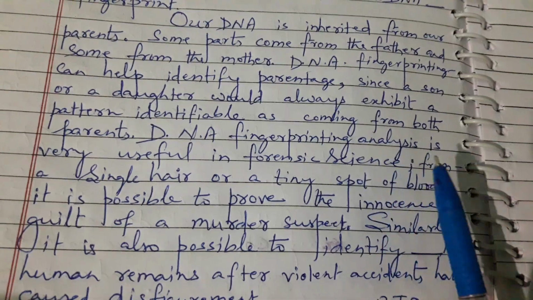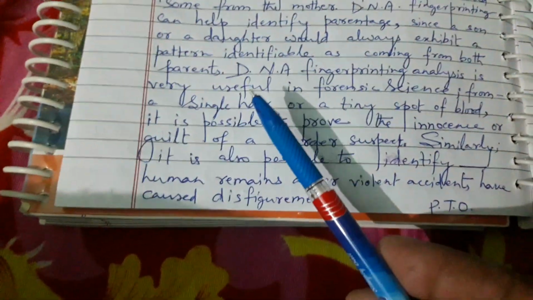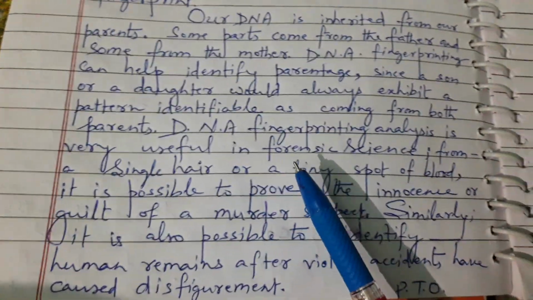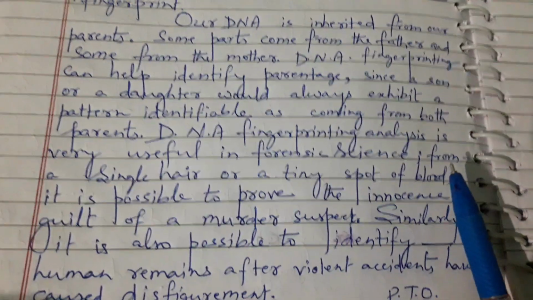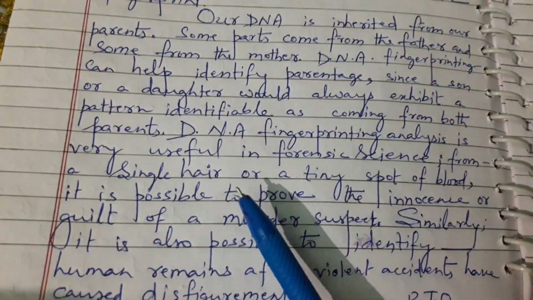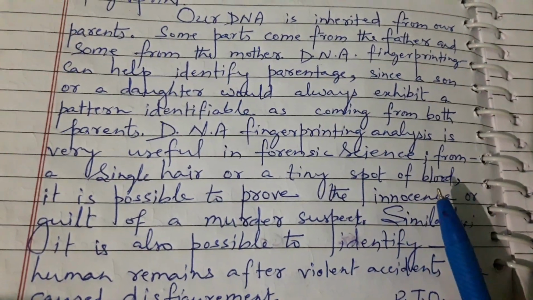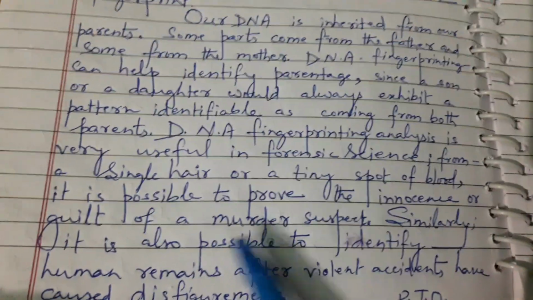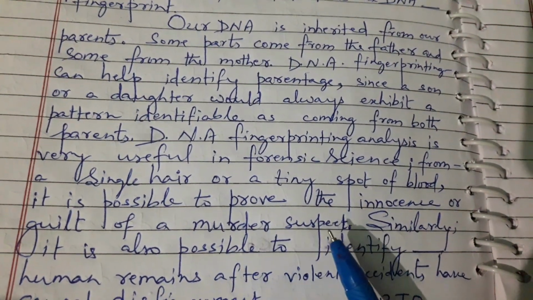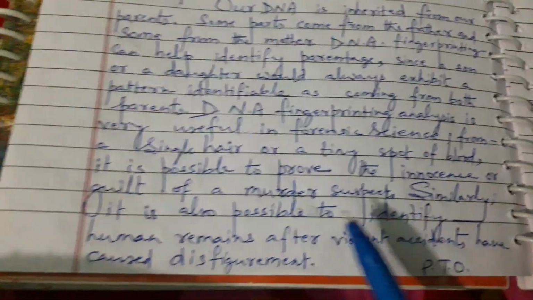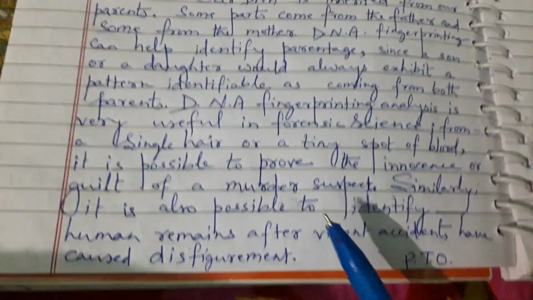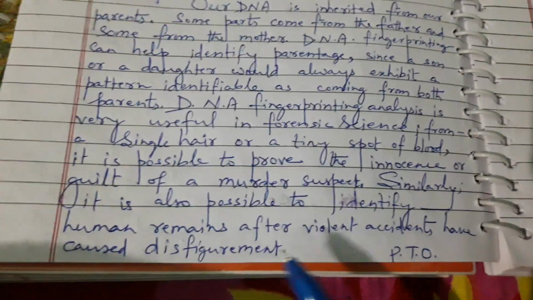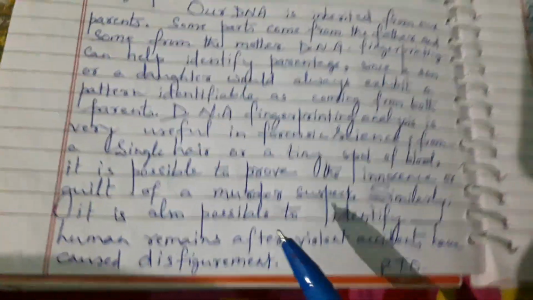DNA fingerprinting analysis is very useful in forensic science. From a single hair or a tiny spot of blood, it is possible to prove the innocence or guilt of a murder suspect. Similarly, it is also possible to identify human remains after violent accidents have caused disfigurement.